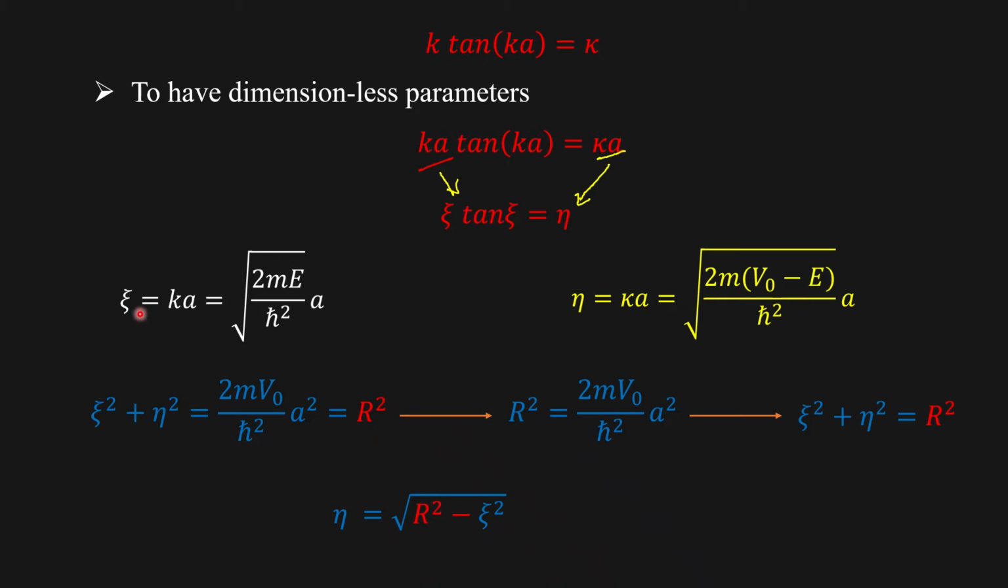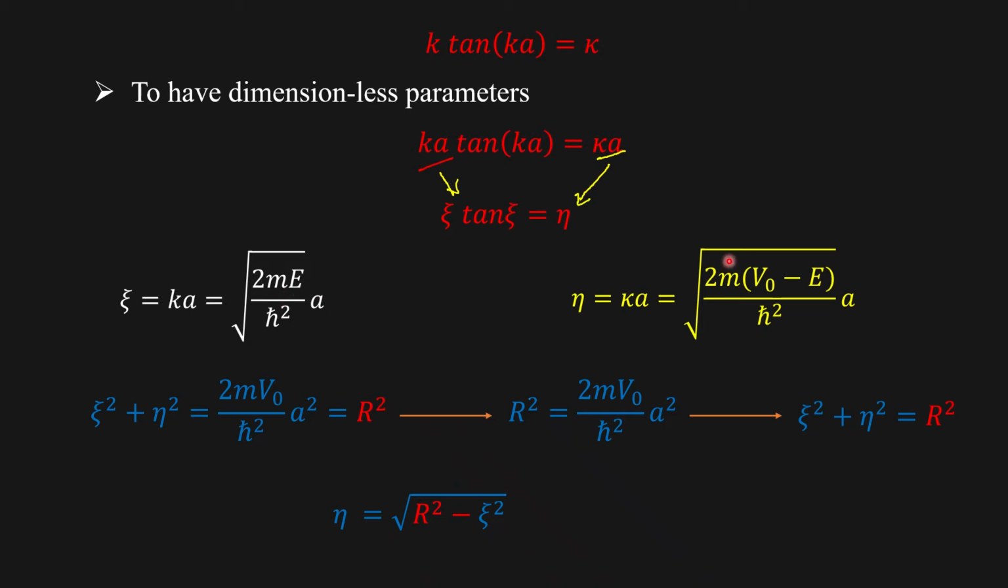So we know z is equal to ka. For this, kindly refer to my theoretical lecture, which is equal to the square root of 2mE over h cross squared, times a. And eta, that is kappa multiplied by a, is equal to the square root of 2m (V naught minus E) over h cross squared, multiplied by a. Now you add z squared plus eta squared. If you square it, the square root will get removed.